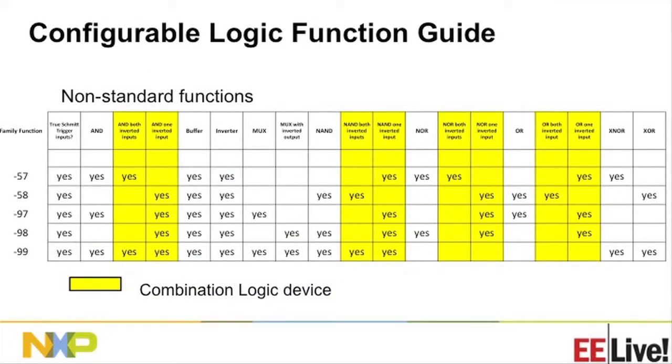And this table gives you the non-standard options or non-standard functions coming out of each of these devices. For example, in a 97 function, you could get an AND gate with 1 inverted input, or a NAND gate with both inverted inputs, etc. So all yellow columns are non-standard functions available in configurable logic.